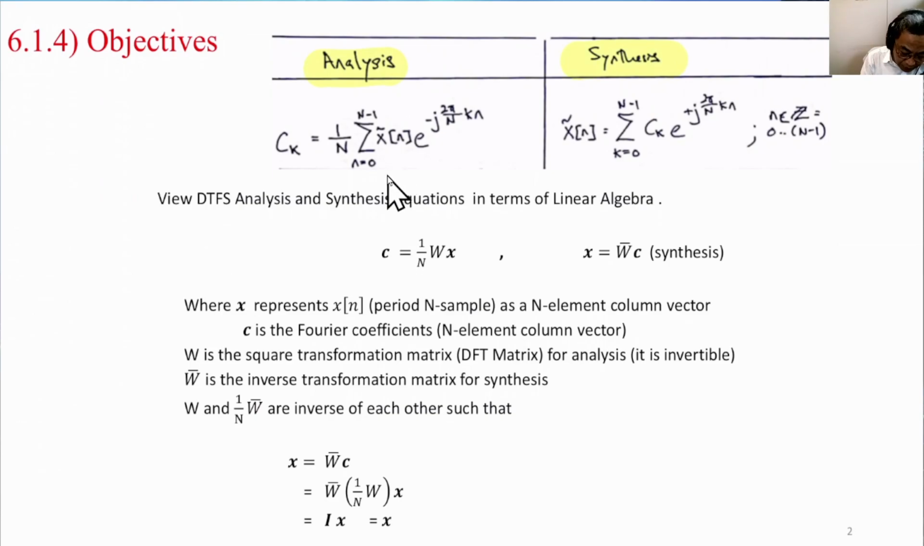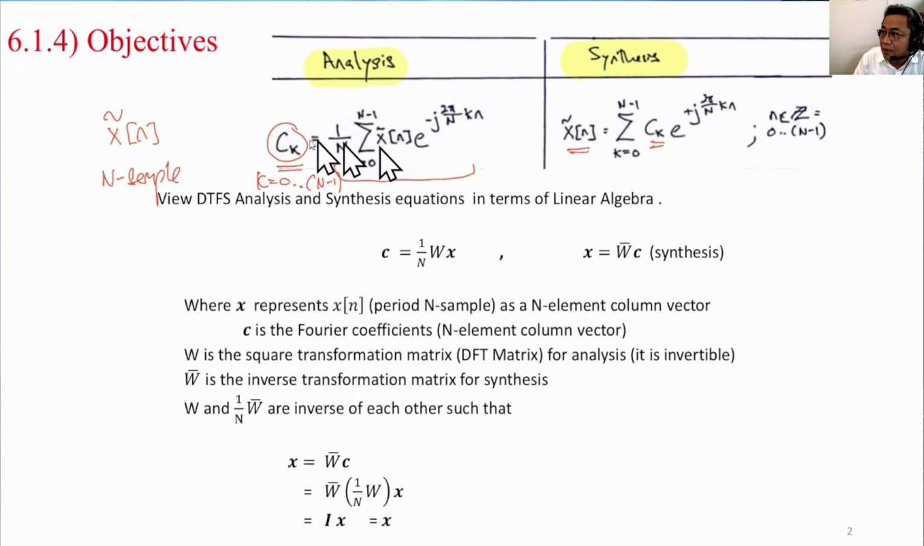Here, x of n is a periodic signal, so we put a little curly thing on top of x to denote that it is periodic with n samples. The analysis equation states that ck, where k equals 0 to n minus 1, can be calculated from this equation. Then we use ck on the right hand side to reconstruct x of n, showing that this is the time representation x of n, and the ck's are the frequency representations.